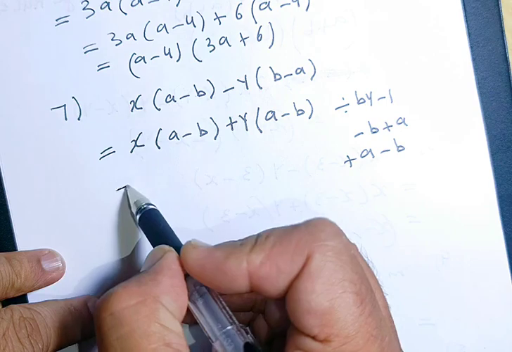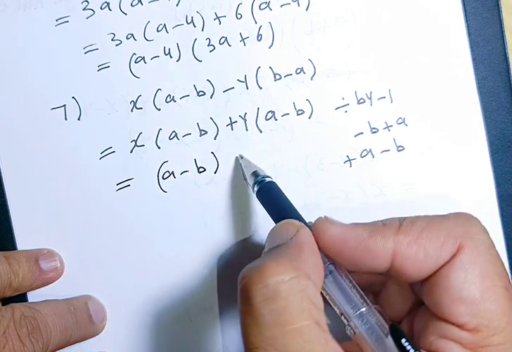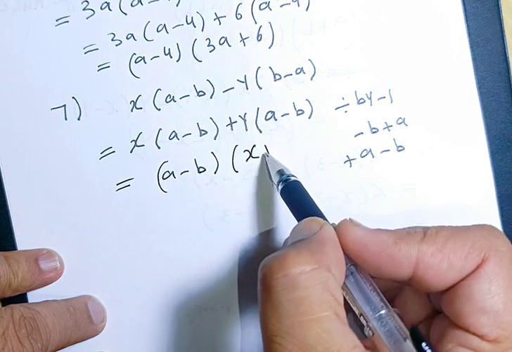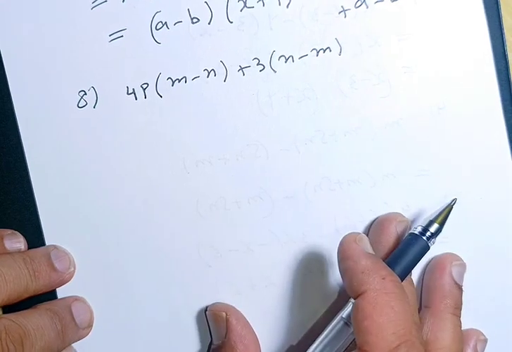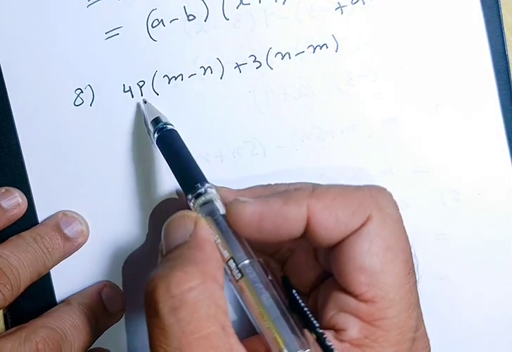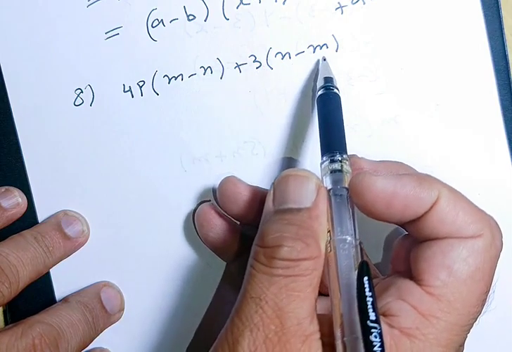So now a negative b is the common bracket. What is left? x plus y. This is my final answer. Now this is my question number 8. 4p bracket m negative n plus 3 bracket n negative m.